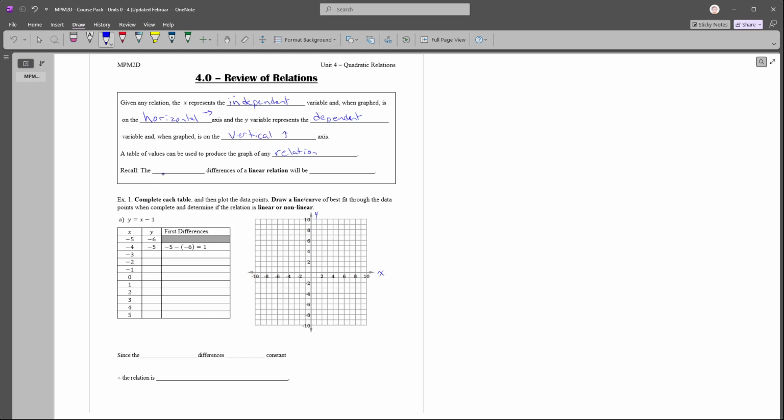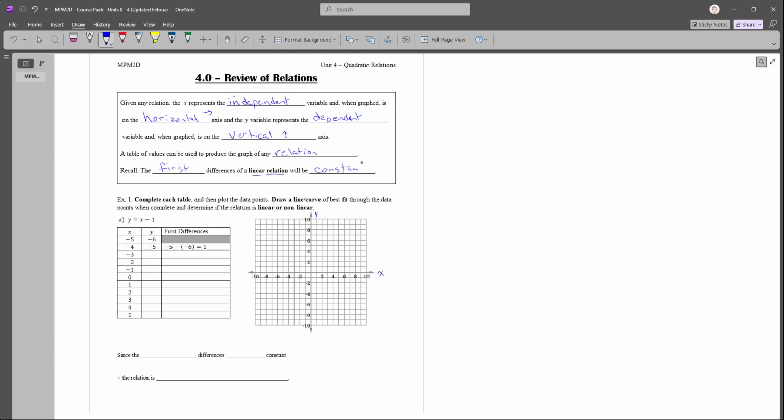Remember, you learned this term a long time ago, the first differences. What the first differences are is the difference between one y value and the next y value. How much does it change? And then the difference between that y value and the one following that. This is called the first difference. If it is a linear relation, which means a straight line, then each first difference value is constant, meaning they're all the same.